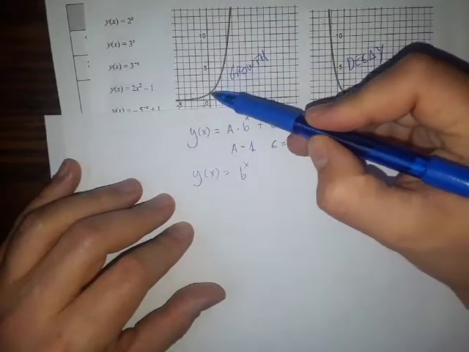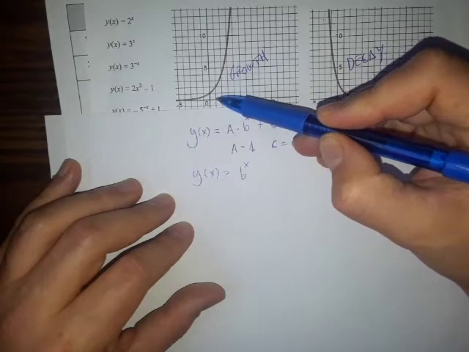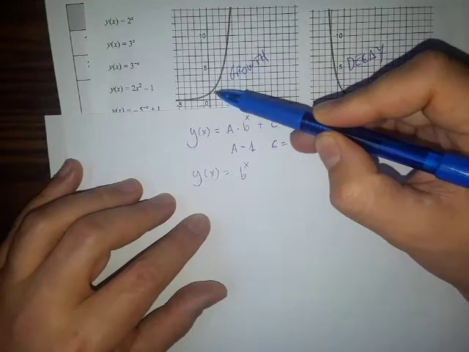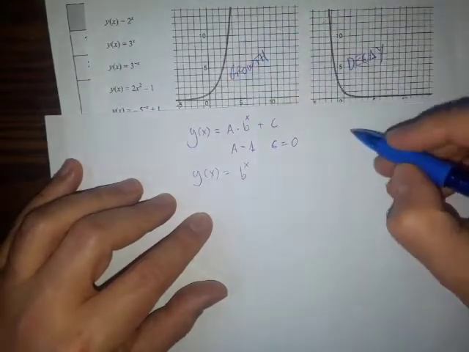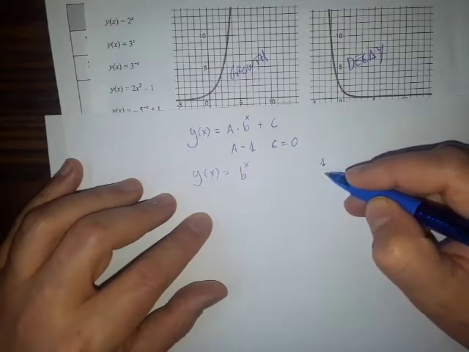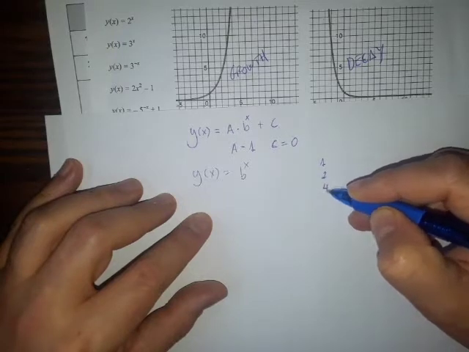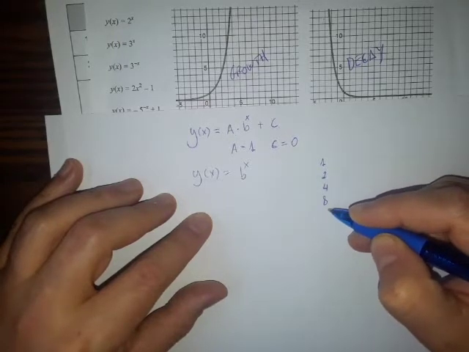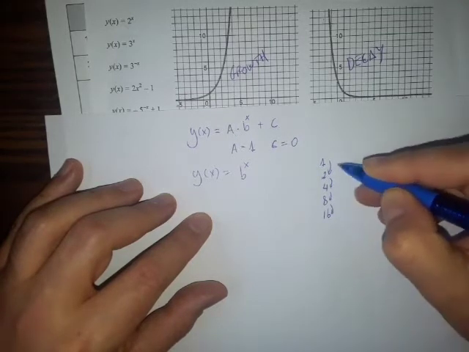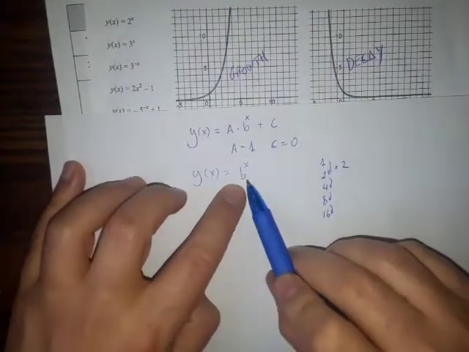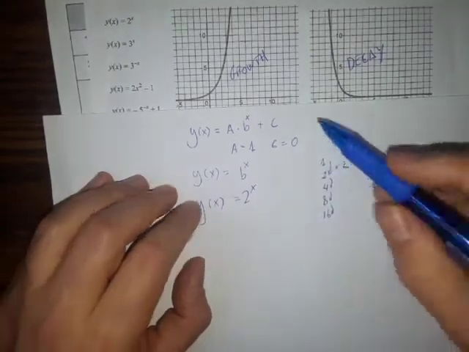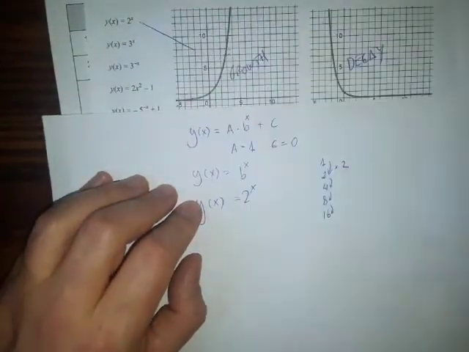Now, at 0 it's 1, but what happens at 1? At 1 it's 2, and then it's 4, and then it's 8. So it's being multiplied all the time times 2, right? So we have, it goes from 1 to 2 to 4 to 8 to 16. So we see here that the multiplier is 2. So that means that the base is going to be 2. So this is y equals 2 to the x. So we know that this graph matches with this.